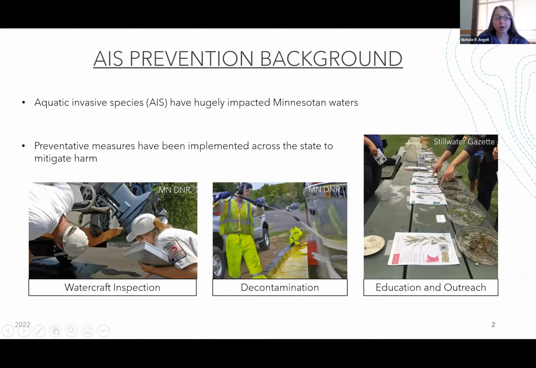So there's currently just about 900 lakes in Minnesota that contain aquatic invasive species, and these species have huge impacts. Thankfully, there have been a lot of preventative measures to try to stop their spread. Some of these include watercraft inspection, decontamination, education and outreach, and many others. However, these different preventative measures don't come without a cost.